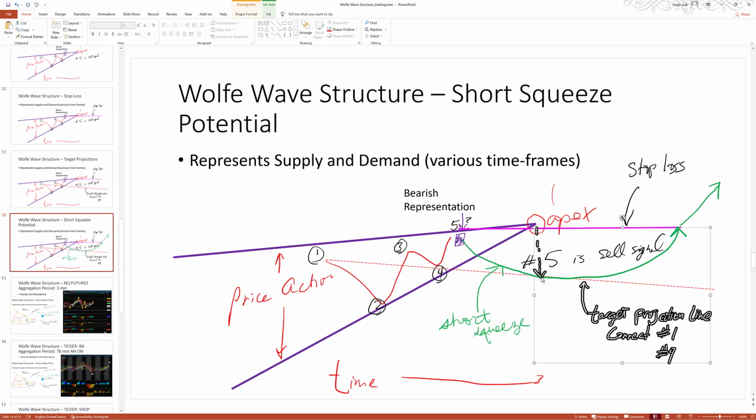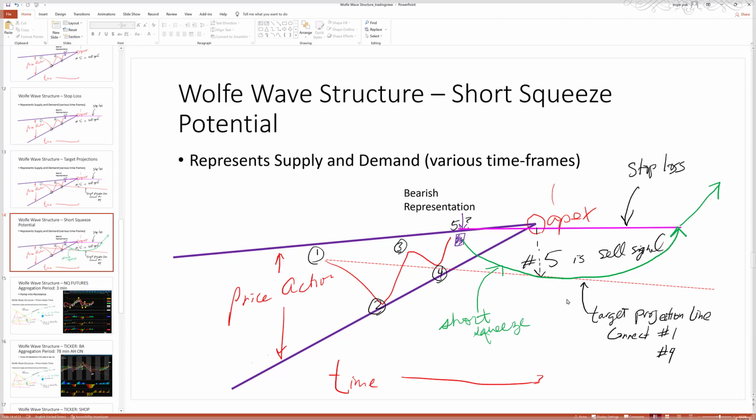Right, so this is the horizontal line. Sorry, vertical line from the apex all the way down to 1 and 4. Okay, and once the price has reached the target projection, then the trade is over, and then you've got to wait for the next Wolfe wave.